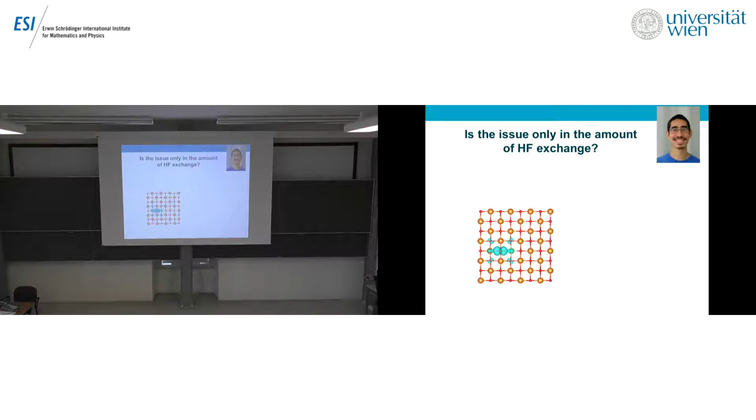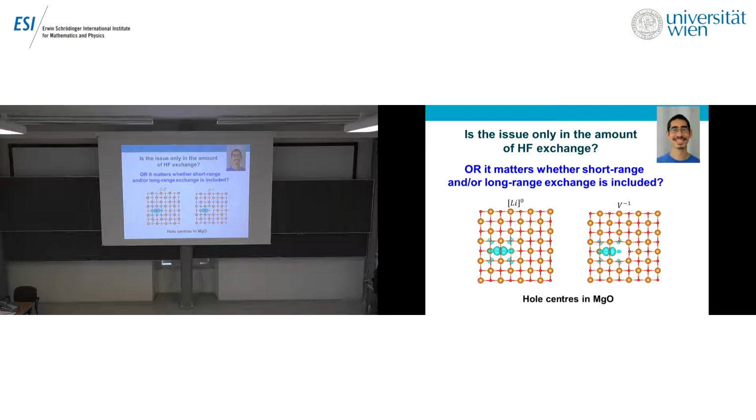So we teamed up with the group of Leeor Kronik at the Weizmann Institute. This is David Wing, who did most of this work. We came back to these defects: V centers and lithium zero centers in magnesium oxide. The reason is that they have been studied experimentally quite well, and if you look through the literature, you can justify trapping energies for these two defects, unlike anything else you can find. There are no experimentally justified trapping energies for any other polarons.